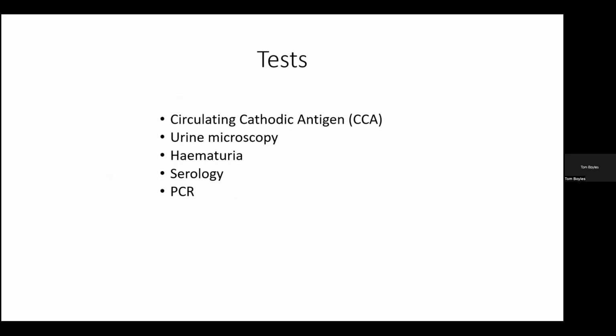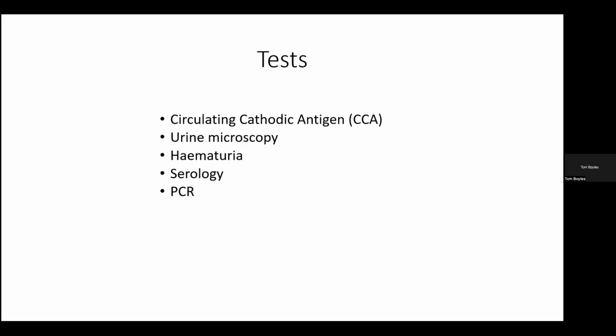So we've thought a little bit about our treatment thresholds and our testing thresholds. We thought a little bit about how we come up with our pretest probability. So what tests are available to us? There's the circulating cathodic antigen, CCA. There's urine microscopy looking for eggs. There's, as we've talked about, urine dipsticks looking for hematuria. There are serological tests, and there are PCR tests, which we won't go into further.